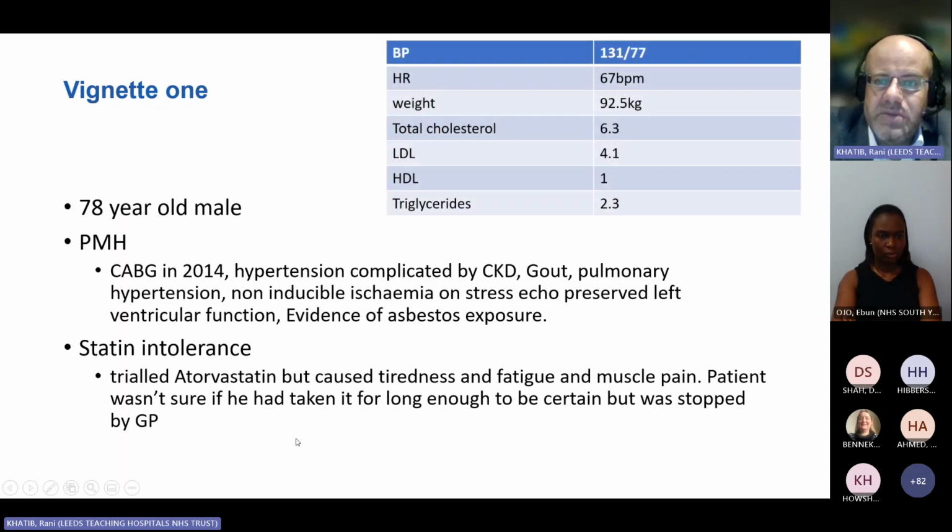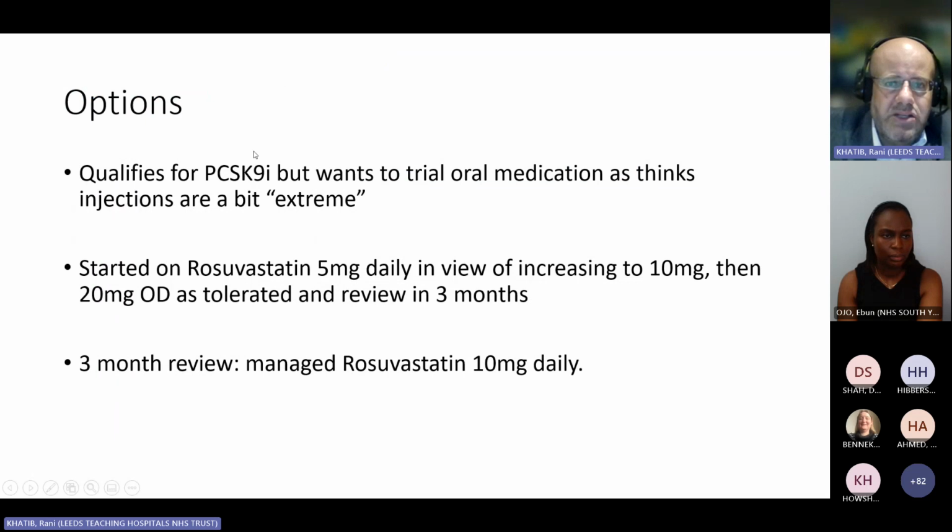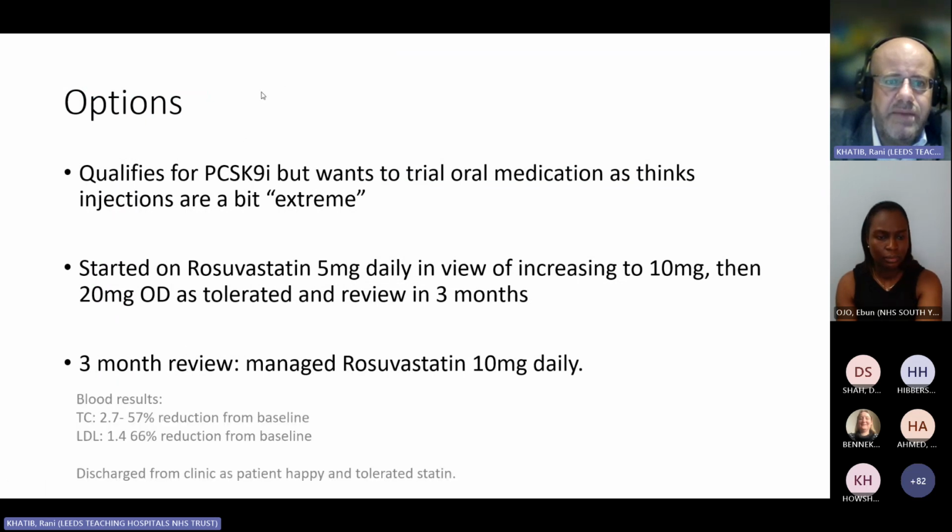This was this gentleman's baseline. He's got a very high LDL of 4.1. You can see his cardiovascular risk is massive. What we did with him was very simple. He does qualify for PCSK9 inhibitors, but he wanted to trial oral medications.